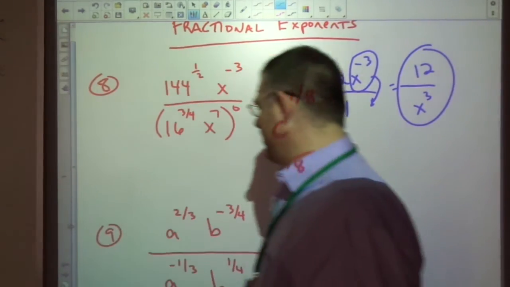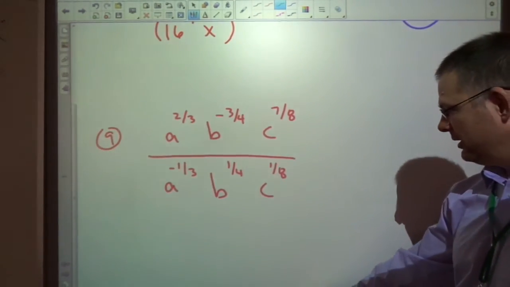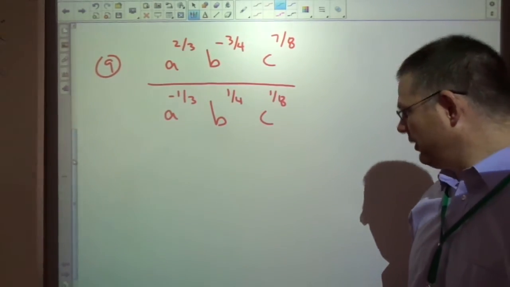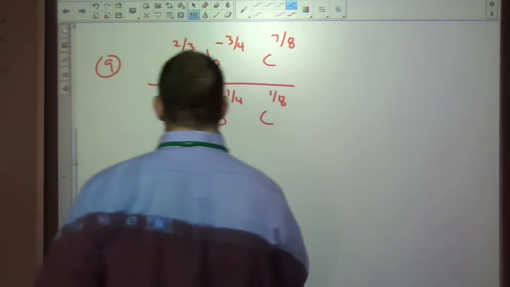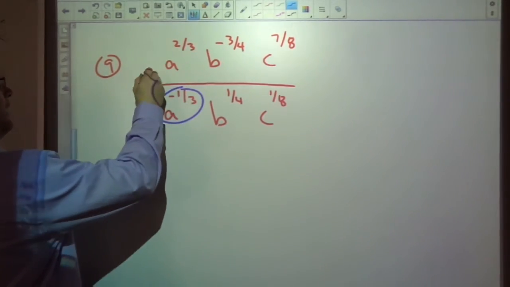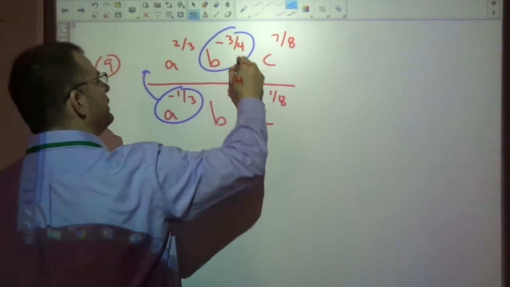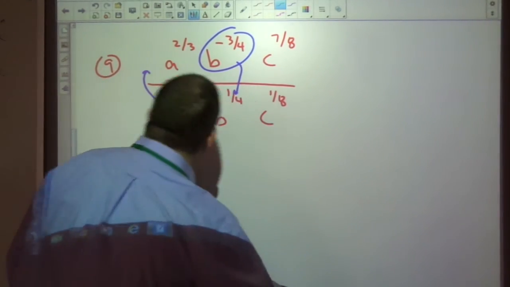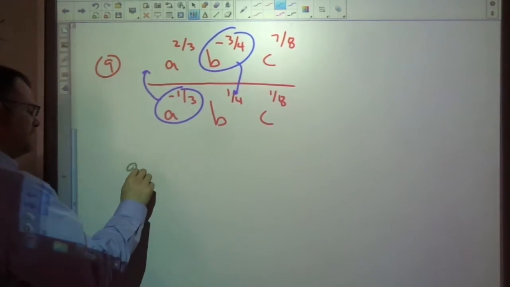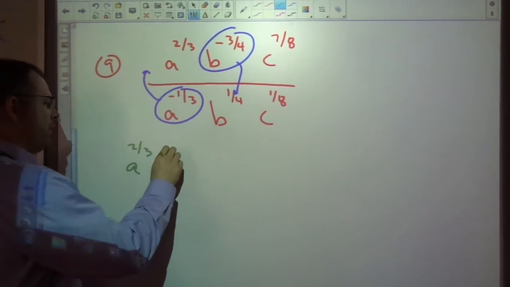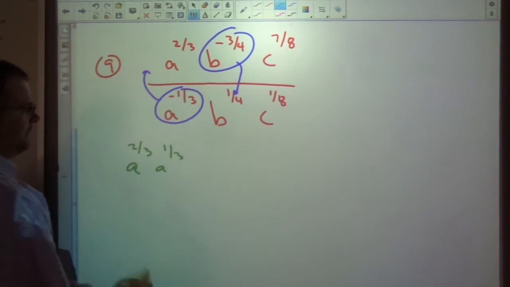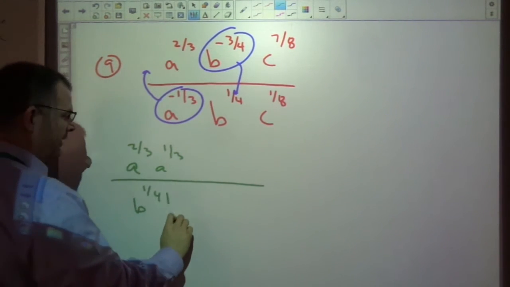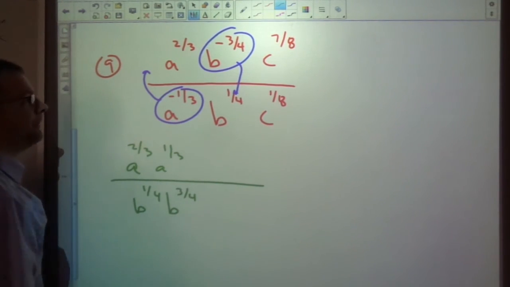Problem 9 has a bunch of these fractional exponents. Let's reshuffle the negatives to start with. So anything that's negative needs to change. This one needs to come up. This one will need to come down. These ones, I guess, can stay. So we'll have a to the 2/3 and a to the 1/3 both in the top. In the bottom, this one's going to come down. So we'll have b to the 1/4, b to the 3/4 in the bottom.